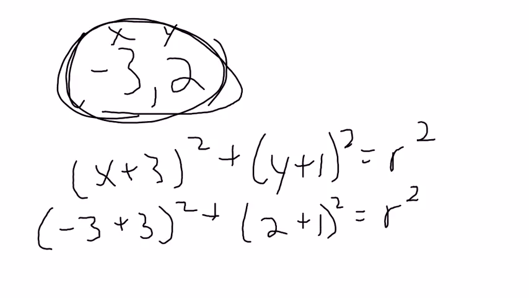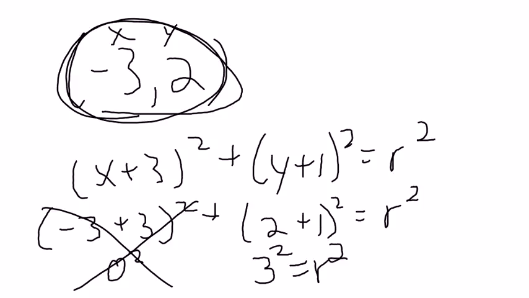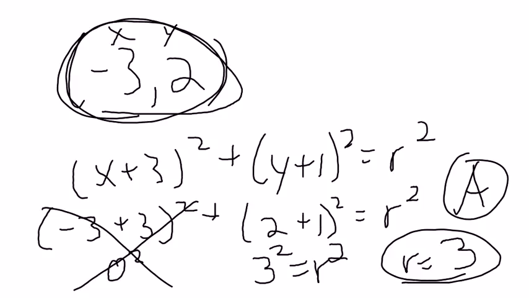And everything else is basically just algebra 1. So it's 0 squared, so that cancels out, right? That's nothing. We can just ignore that. 2 plus 1 is 3, so 3 squared is 9. Or you can think of it as 3 squared equals r squared, and so r equals 3. So what's the radius of the circle? It's 3. The answer is A. So pretty straightforward. And that's the end of your day 15 quiz, quiz number 3.